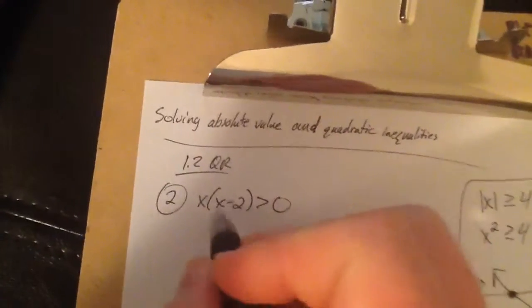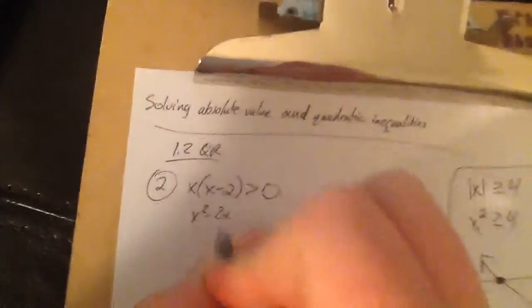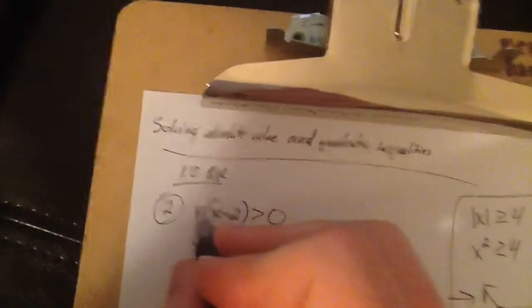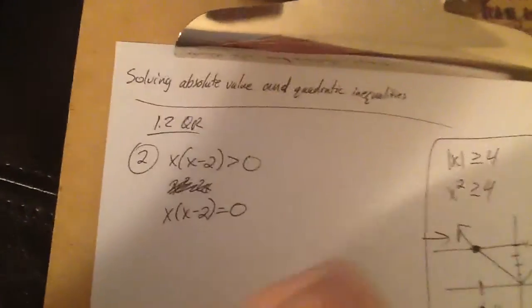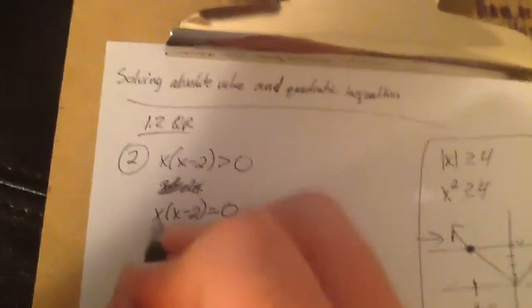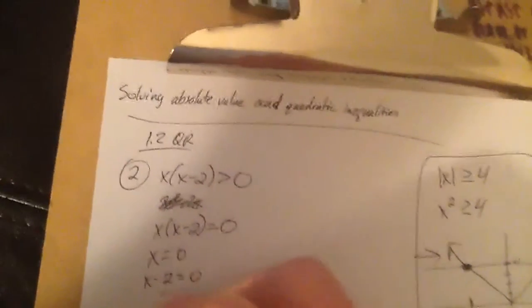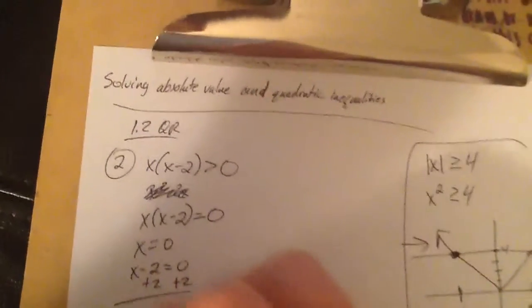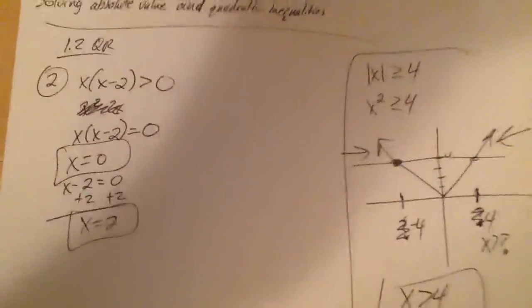So to solve that, well, I know a lot of you would try distributive property probably, and you'd go x squared minus 2x, but then you just took a step backwards. That's already a factored form of a quadratic. So if we're solving it like an equation, you just set both of them equal to 0. It's already factored. So x equals 0 and x minus 2 equals 0. Add 2. Boom, we got x equals 2 and x equals 0. Those are our critical points.